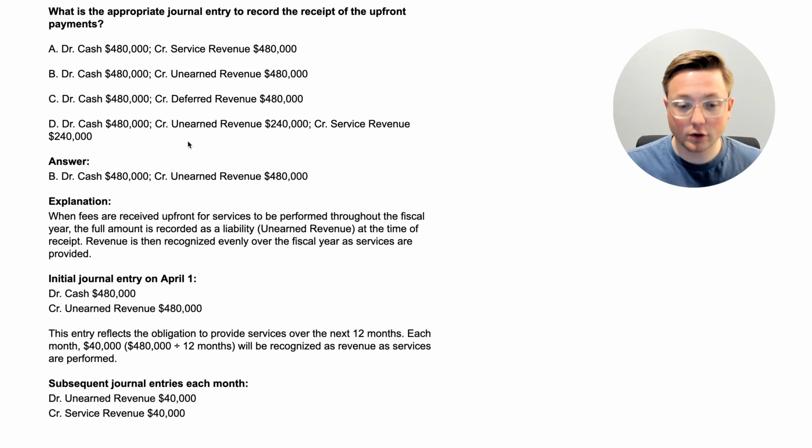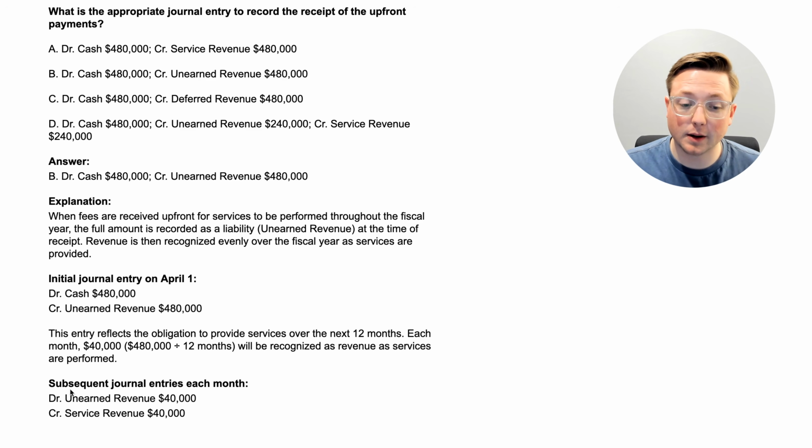So again, the first entry is going to be you debit cash $480,000, you credit unearned revenue of $480,000. So this is a liability sitting there on your books. This entry reflects the obligation to provide services over the next 12 months. Each month, $40,000, which is $480,000 divided by the 12 months, will be recognized as revenue as services are performed.